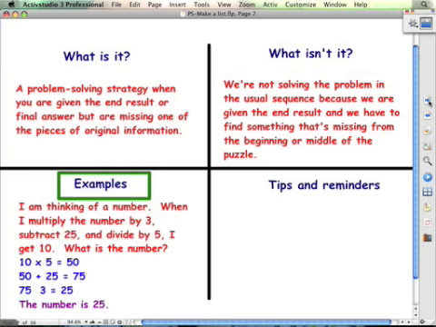Example. I'm thinking of a number. When I multiply the number by 3, subtract 25, and divide by 5, I get 10. What is the number?